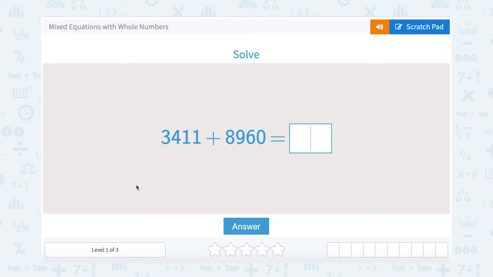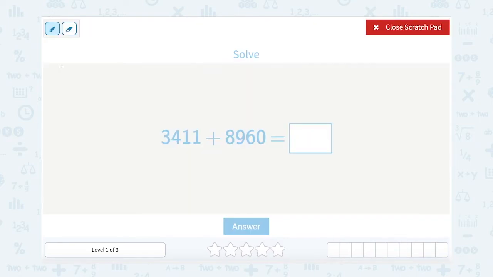Let's take a look at mixed equations with whole numbers. They ask us to solve 3,411 plus 8,960. Okay, well, if I want to see what these two add up to without a calculator, it's going to be helpful for me to line my numbers up this way so I can make sure that I have the thousands column lined up, the hundreds column lined up, the tens column lined up, and the ones column lined up.